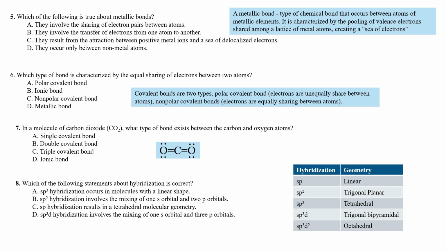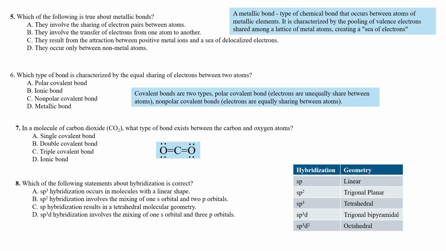Now the question is, which statement is correct? The first one, sp3 hybridization occurs in molecules with linear shape, that is incorrect. Second one, sp2 hybridization involves mixing of one s orbital and two p orbitals, that is correct. sp2 means one s and two p orbitals mixed together. Total orbitals mixing is 3, so there are 3 sp2 hybridized orbitals formed.